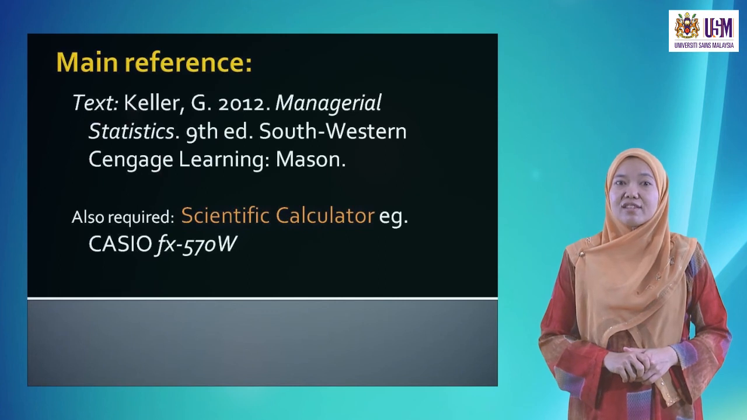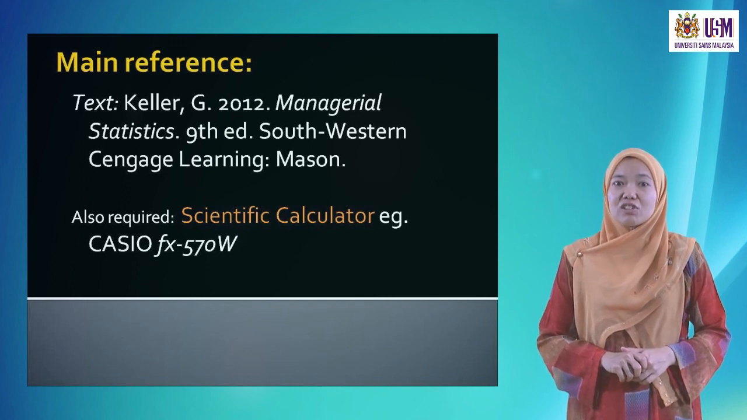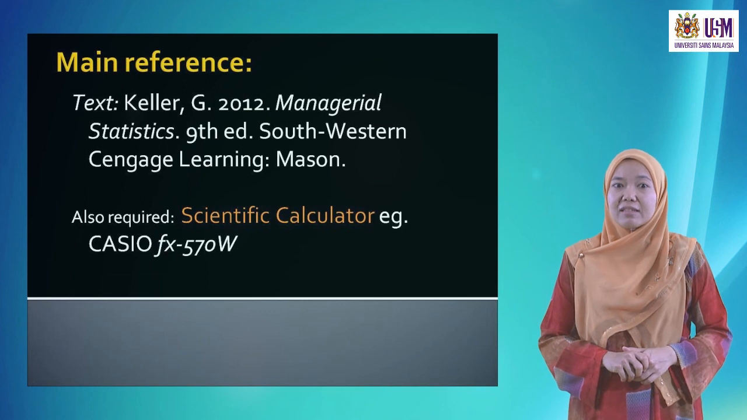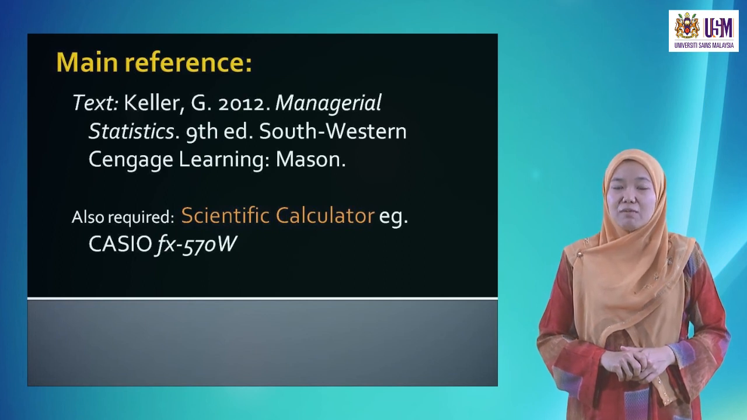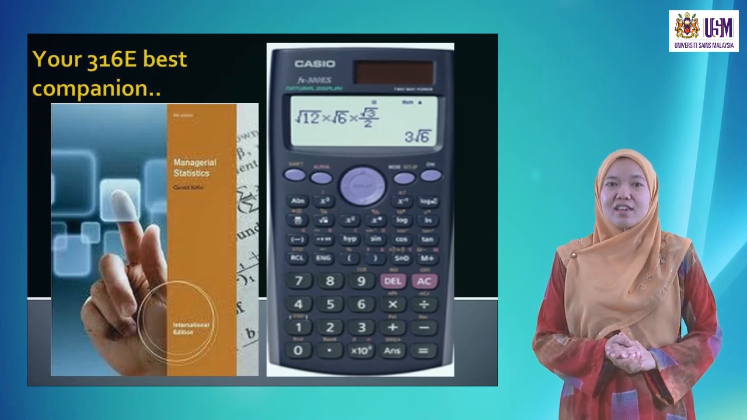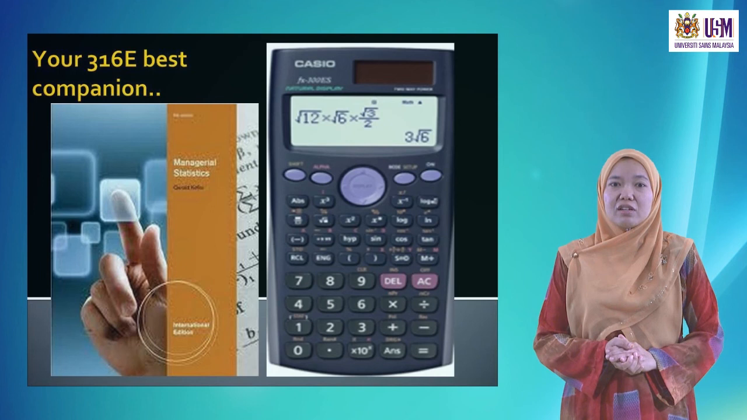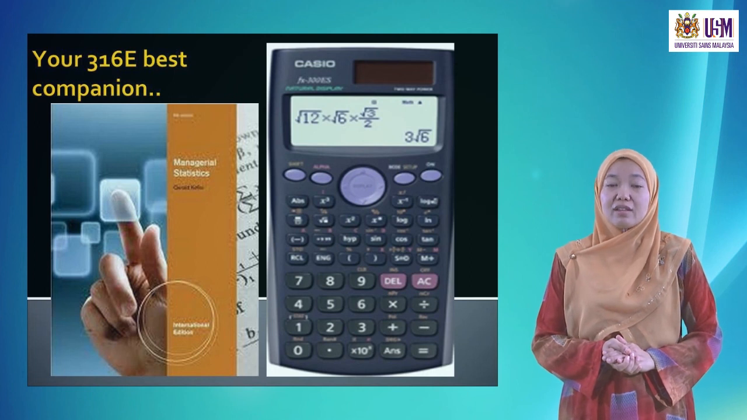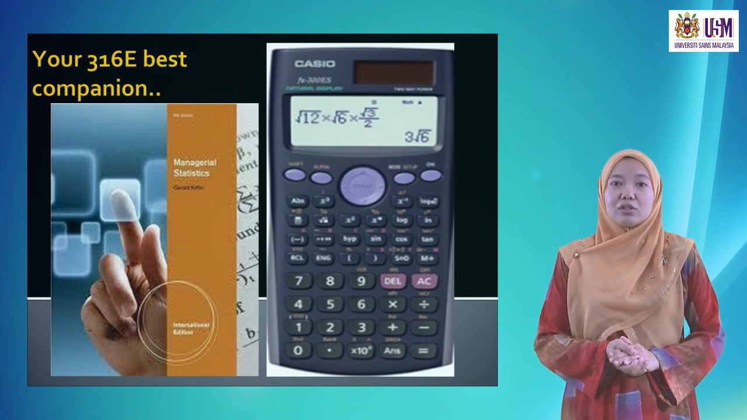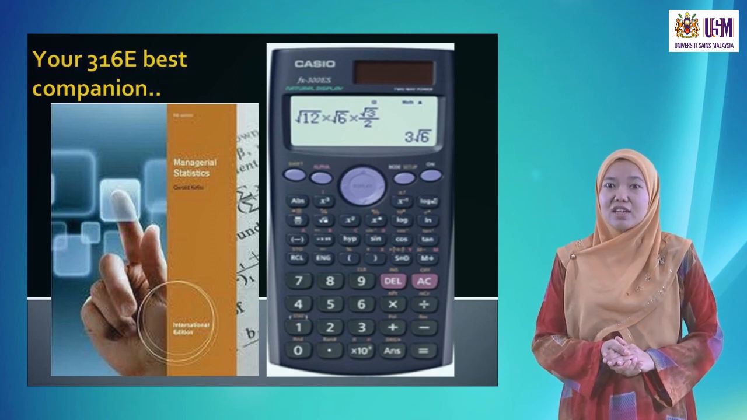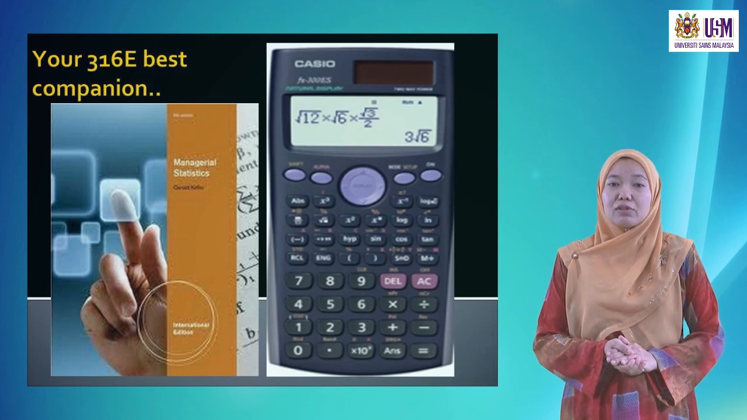For this course, our main reference is the text by Keller, 2012. The title is Managerial Statistics, 9th edition, published by South-Western Cengage Learning, Mason. You also require with you at all times, especially during practice as well as during the exam, if you are taking the exam, a scientific calculator. I give an example here, Casio FX570W. The textbook is shown on the left-hand side of the screen, and you see the Casio scientific calculator on the right-hand side. You need these two as your main Bible throughout the course.